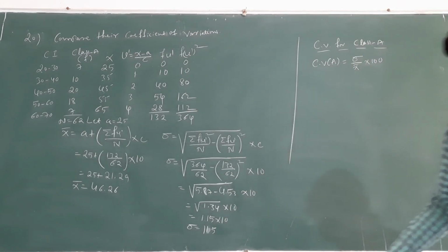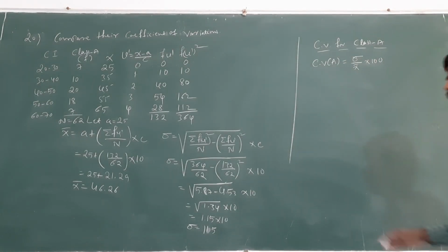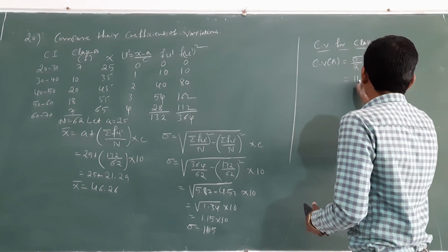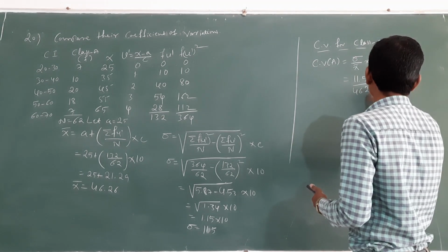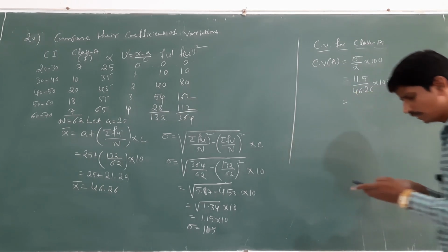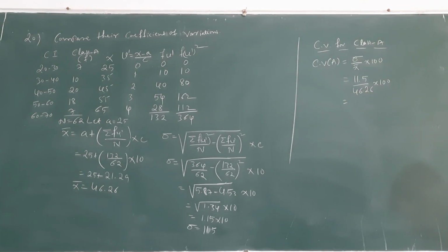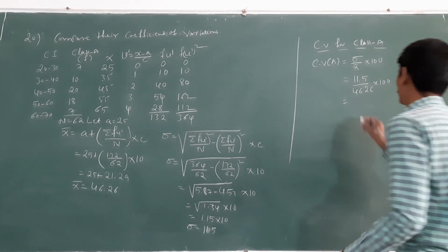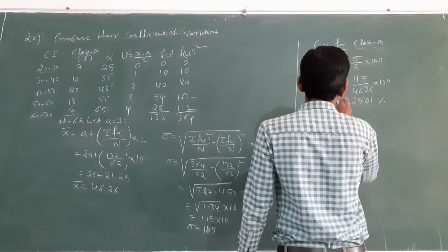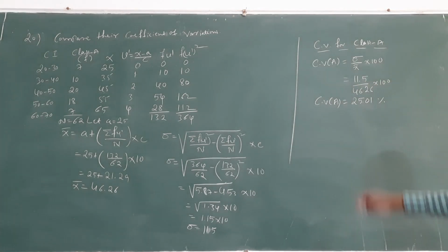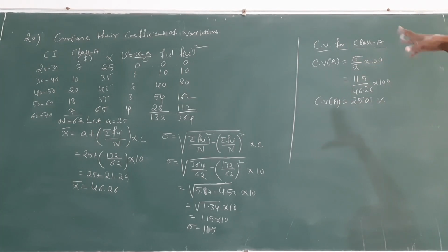Okay, then we have to substitute the x bar and sigma values in the coefficient of variation formula. That is sigma, 11.5, divided by the x bar value, 46.26, into 100. Then we will get 25.01 percent. That is C for A, 25.01 percent. Now it is only about batsman A, that is class A coefficient of variation.